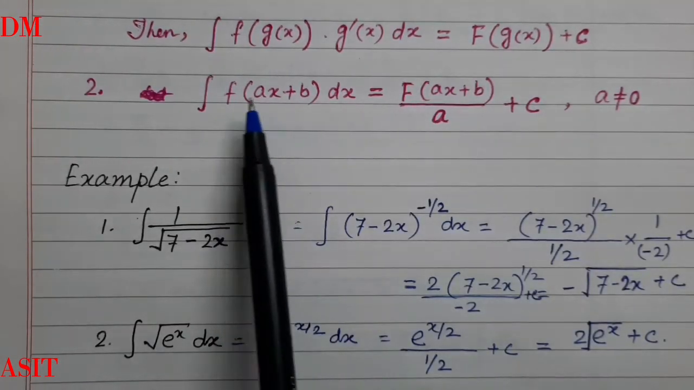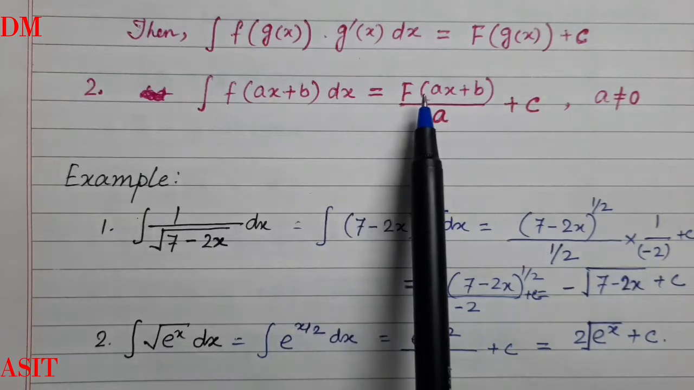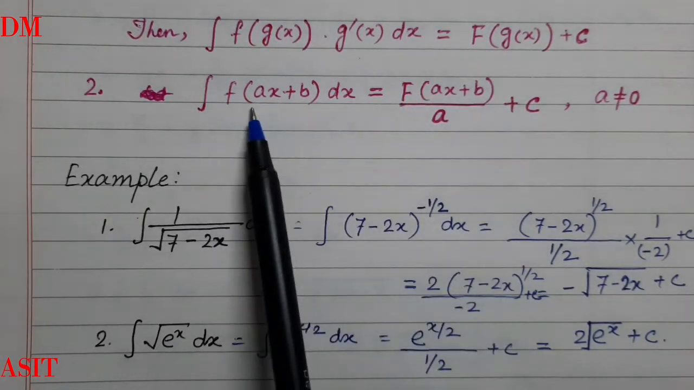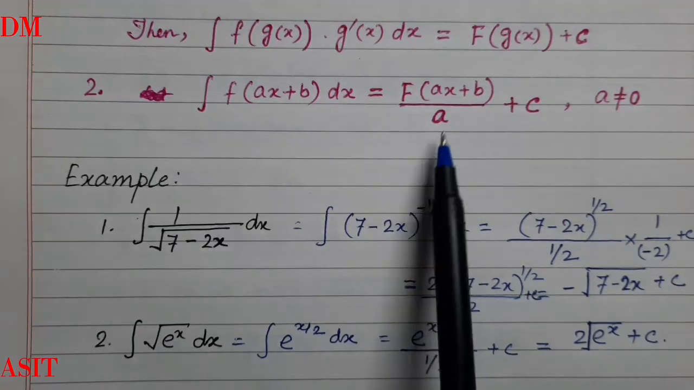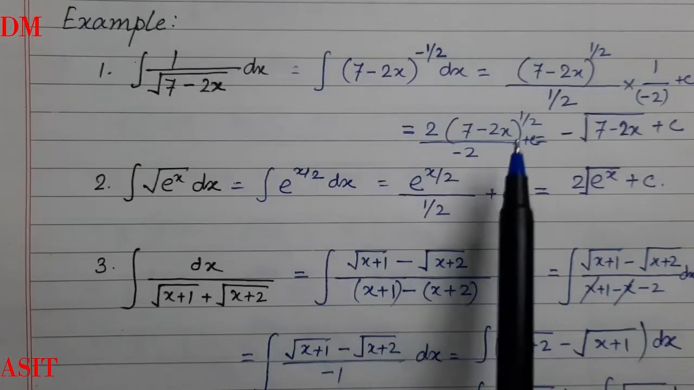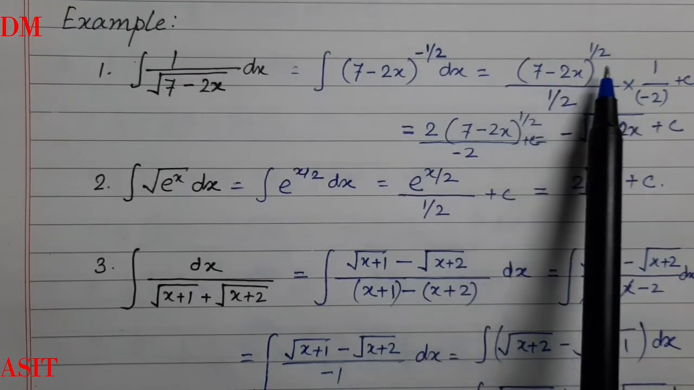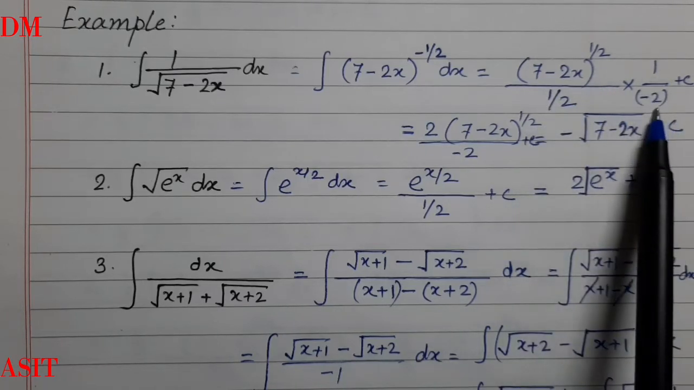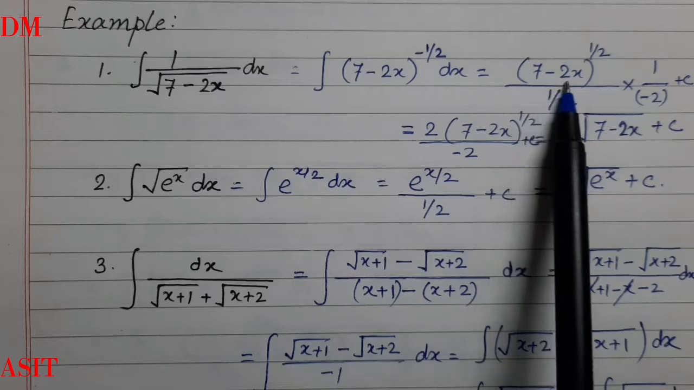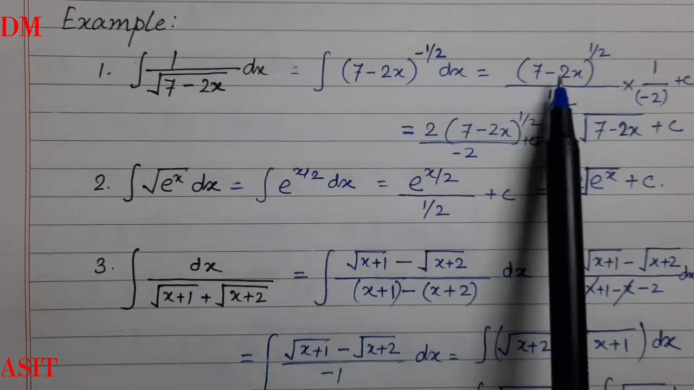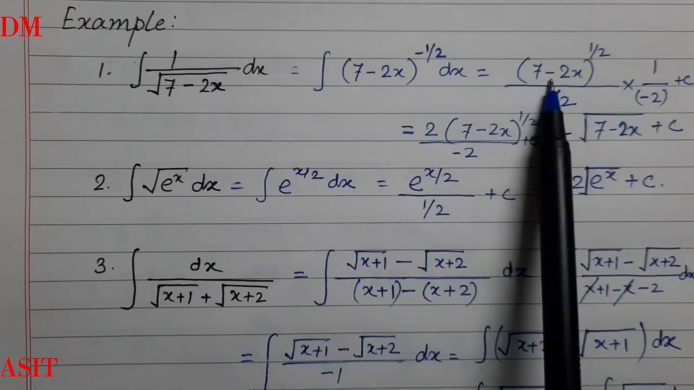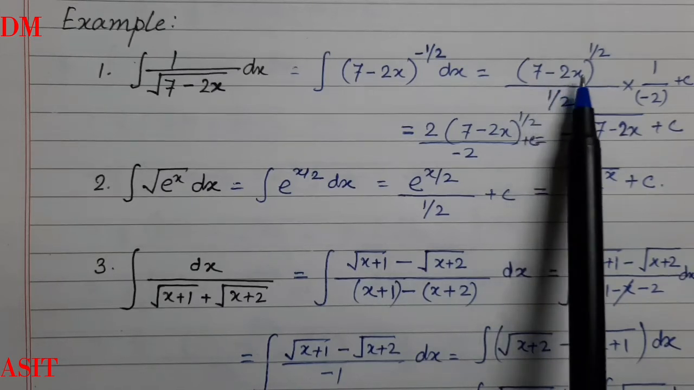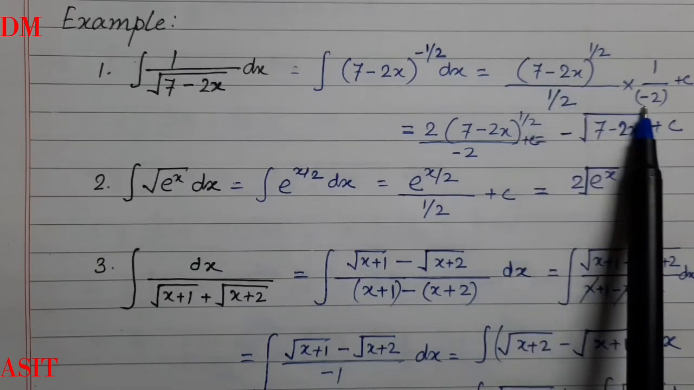so as in the formula I have told, integration of f of ax plus b dx is capital F of ax plus b by a, that is the coefficient of x will be divided. So we can write (7 minus 2x) whole to the power half by half into 1 by the coefficient of x. Here the coefficient of x is minus 2. So don't think that it is 2. With the negative sign always you have to write the coefficients. So therefore the coefficient of x is minus 2. So minus 2 will be divided.